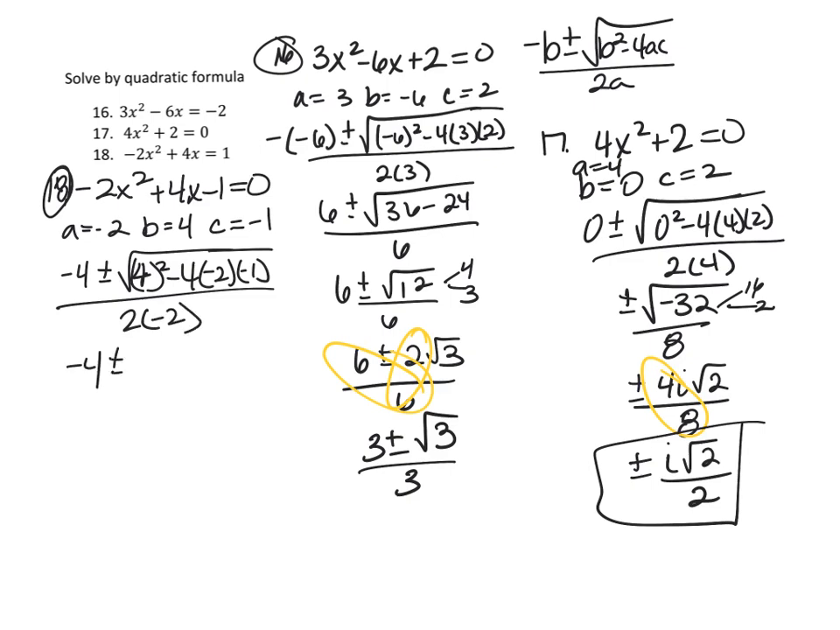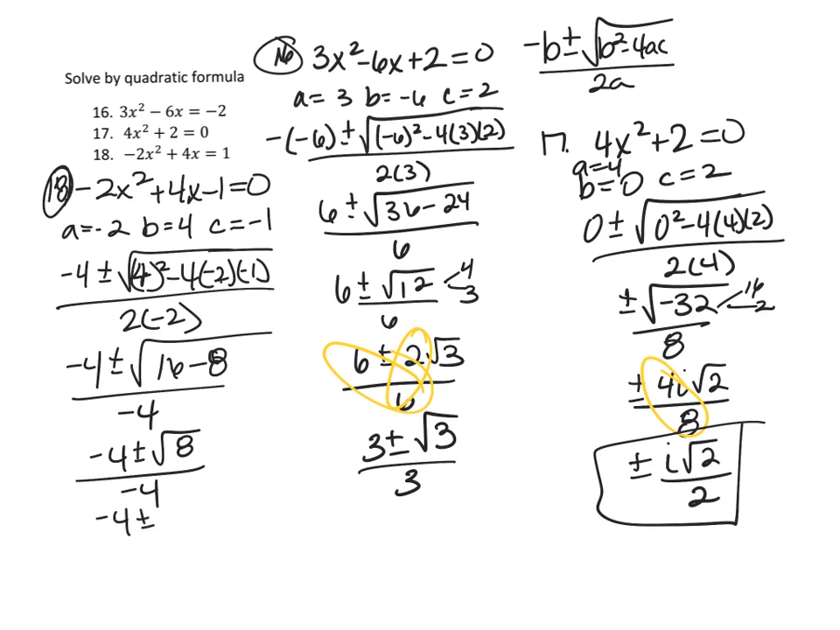So negative 4 plus or minus the square root of 16 minus 8, because it's negative 4 times negative 2, which is positive, times the negative 1 makes it negative again. So over negative 4. And then negative 4 plus or minus the square root of 8 over negative 4. So negative 4 plus or minus, that's 2 square root 2 over negative 4.